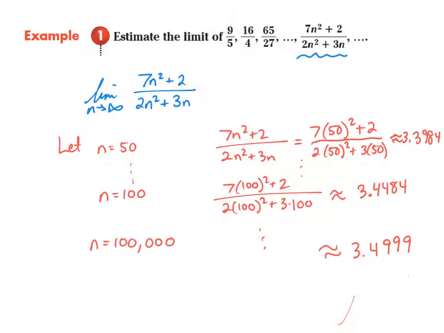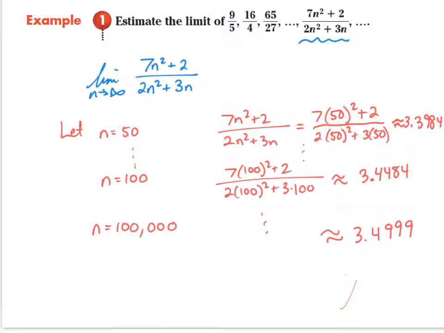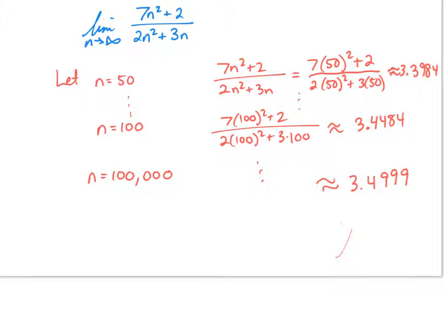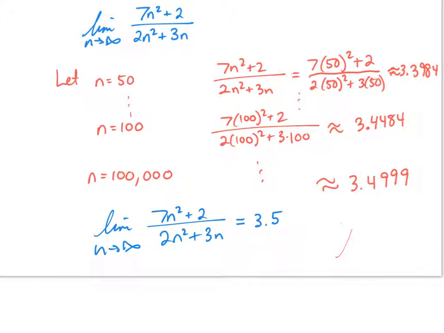So if you had to guess the limit, you could say the limit as n approaches infinity of your function is going to be what? 3.5. It's getting closer and closer to that 3.5 value.